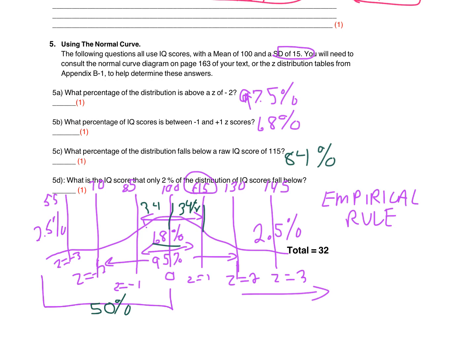And then what's the IQ score that only 2% of the distribution fall below? I think we're calling ours 2.5. Some rules call it 2, so I think what they're referring to there is the z equals minus 3 level, and that would be an IQ score of 50. So I hope that helps.